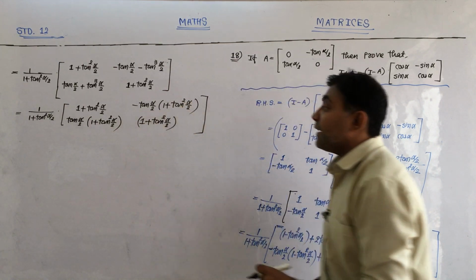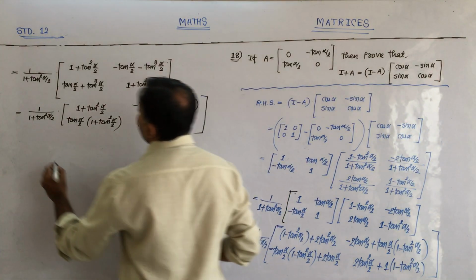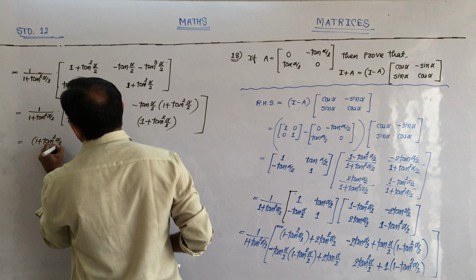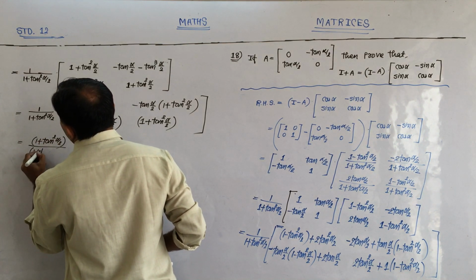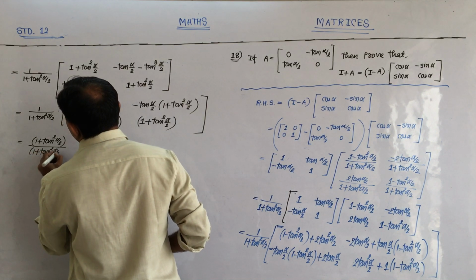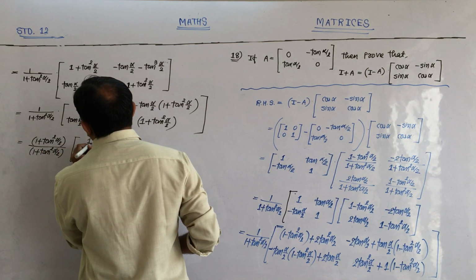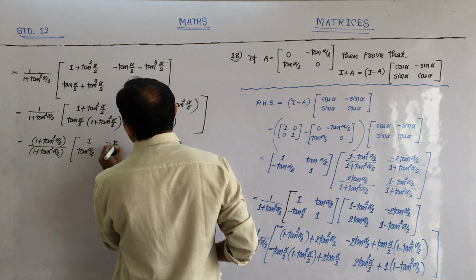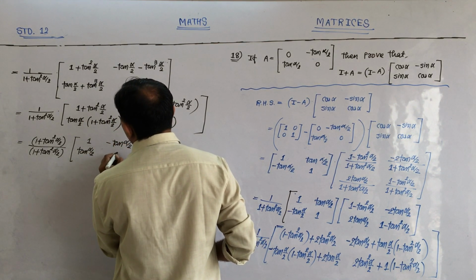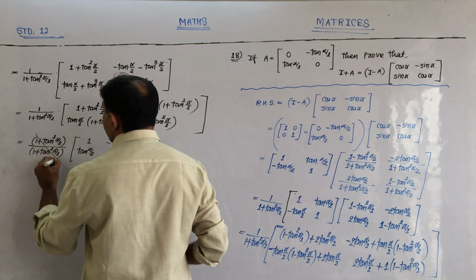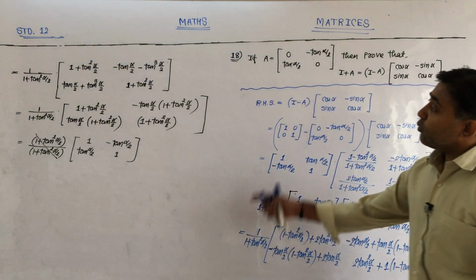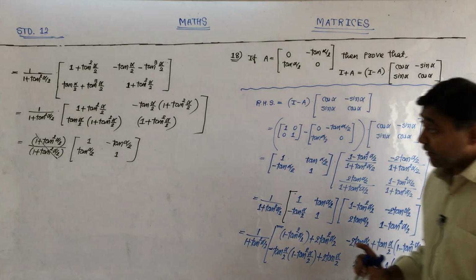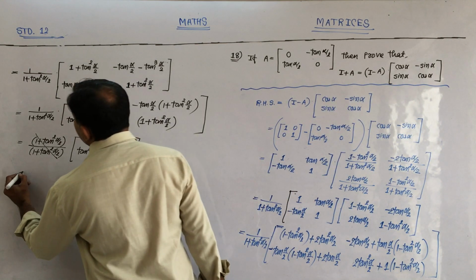Now again in the matrix 1 plus tan square alpha by 2 is common. Now see which terms remain. The remaining terms are 1 from here, tan alpha by 2 from here, minus tan alpha by 2 from here, and 1 from here. Now this term is cancelled. So this is our right hand side. Now see how I write this right hand side. Okay, now observe this matrix.